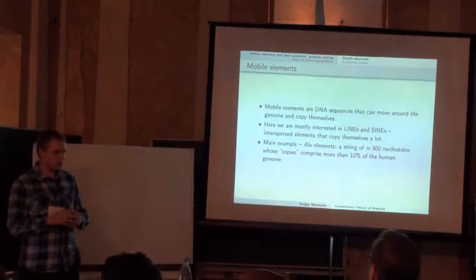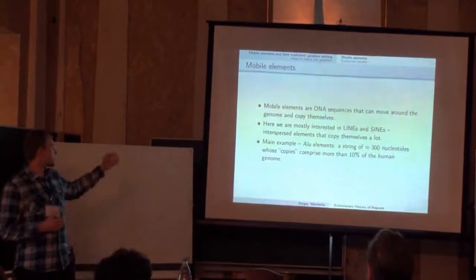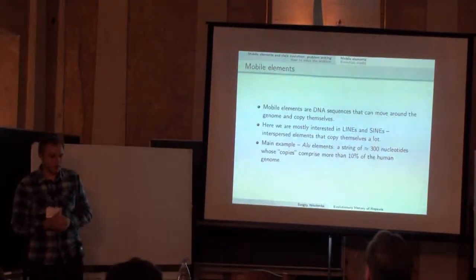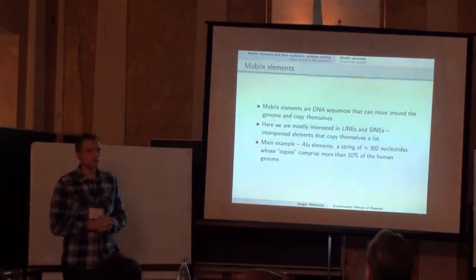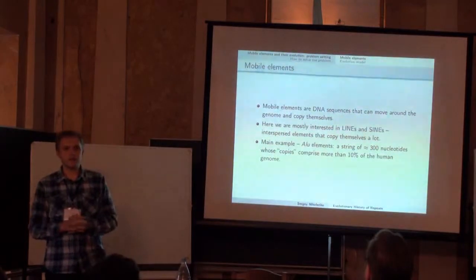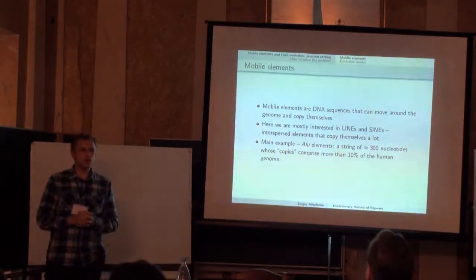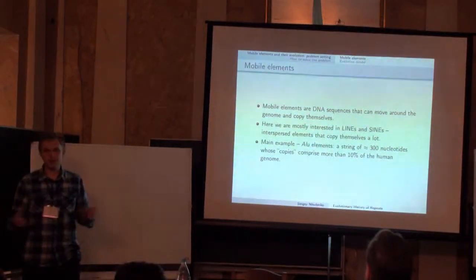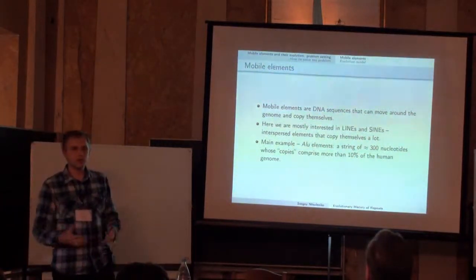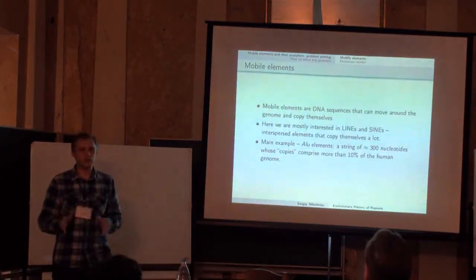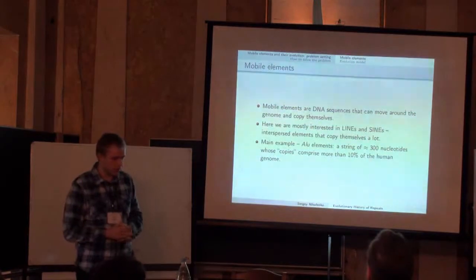So, for example, the main example of such elements is the family of Alu repeats, which is basically a string of about 300 nucleotides that has been copied over 1 million times in the human genome. So if you do the math, it's about 10% of the entire length of the genome. Just copies of one string, of course, not exact copies, but copies that have undergone a lot of mutations along the way.